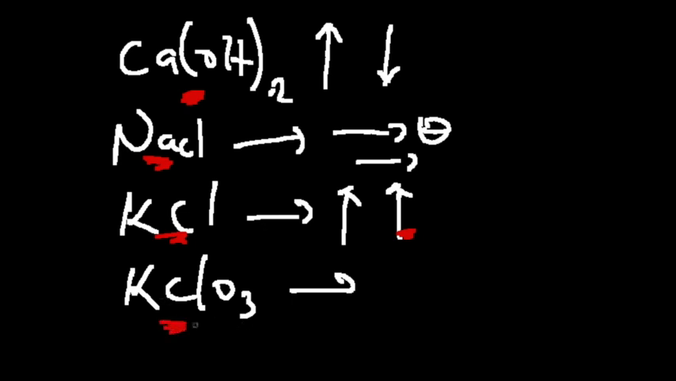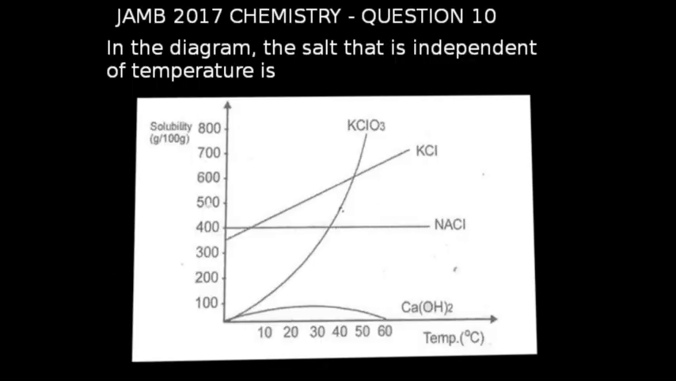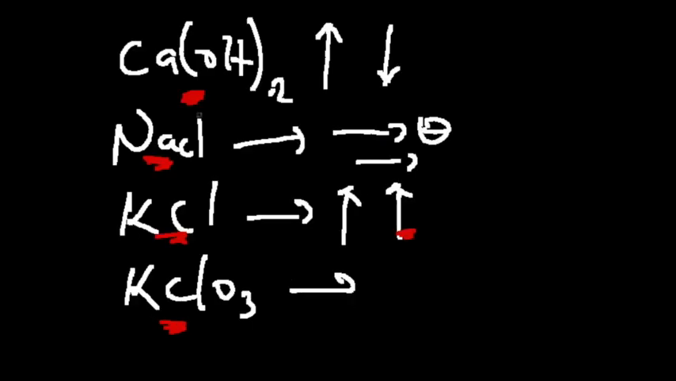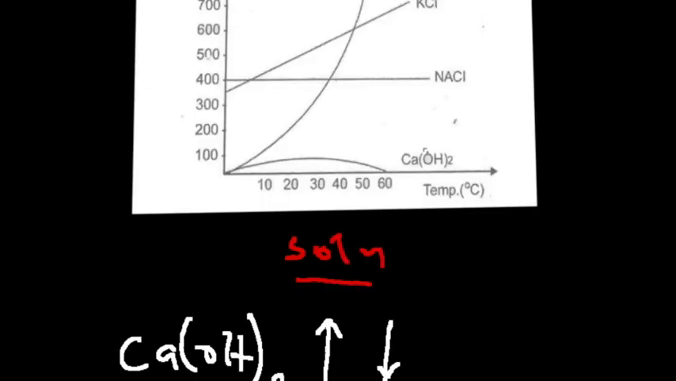And for KClO3, its curve is independent of the temperature change, as we can see here. So the only salt there that is independent of temperature is KClO3, as seen in the diagram.